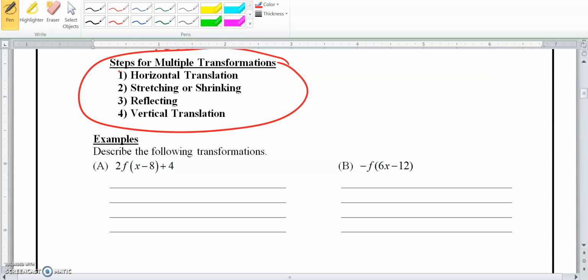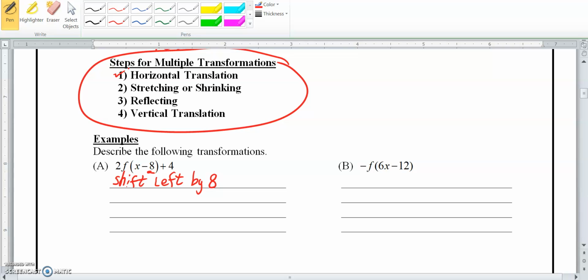If we do that, we look at step 1, it says horizontal translation. That would be that H factor. H is right here, it's x minus 8. So we have a shift to the left by 8, or just shift left 8. Doesn't really matter.